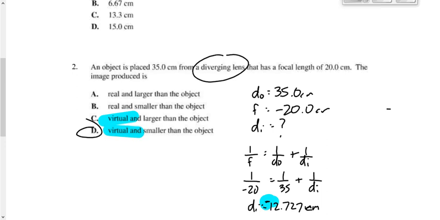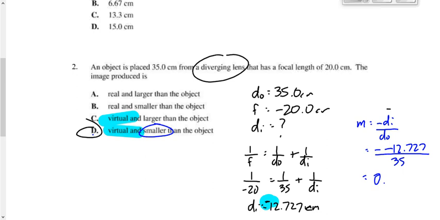Now, how do we know that the image, mathematically, the image is smaller? Well, we could take a look at the magnification equation. Now, M is equal to negative DI over DO. We could say negative negative 12.727 divided by the object distance, which is 35. I don't know exactly what that works out to be, but I do know that it's going to be 0 point something, right? Which means the image is smaller. If it's a number that's less than 1, the image is smaller. So the answer has to be D.